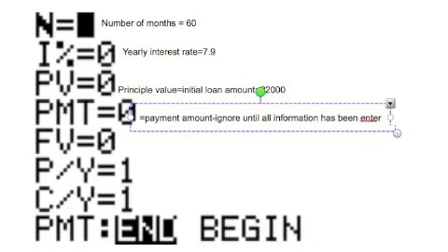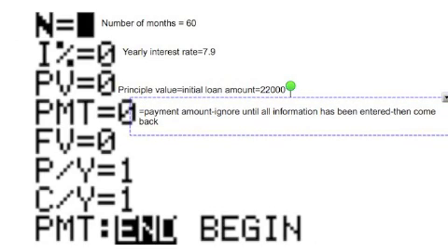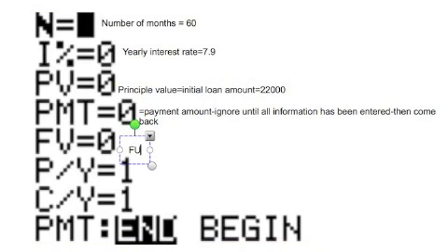Once the information has been entered, we're going to come back. Okay. So we're going to ignore the PMT for the time being. The FV stands for future value. And yes, we do want to pay the amount back in full, so we're going to put in 1.